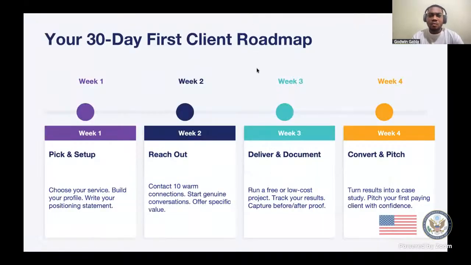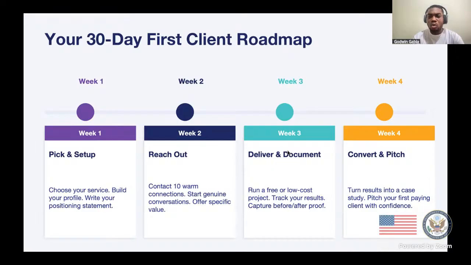So here is everything you need to do starting today if you really want to start getting your clients in the next 30 days. So we spoke about picking and setting up. So choosing your service, building your profile, writing your positioning statement. That should be week one, this week. Okay, this week has ended, so let's do next week. Then week two, reaching out to 10 contacts or warm connections, starting genuine conversations with them and offering specific value to them. Then week three, you deliver and document.